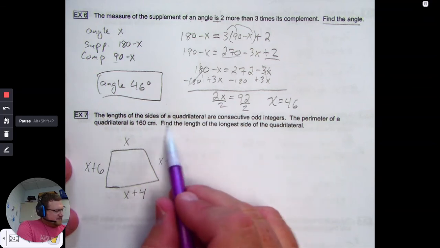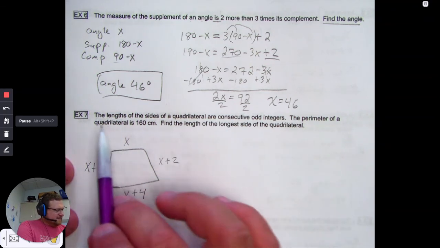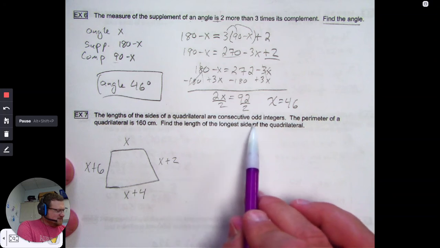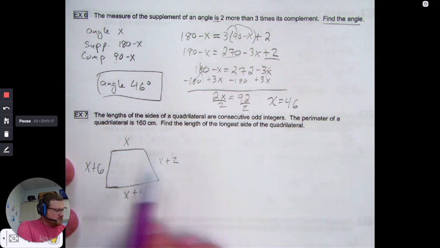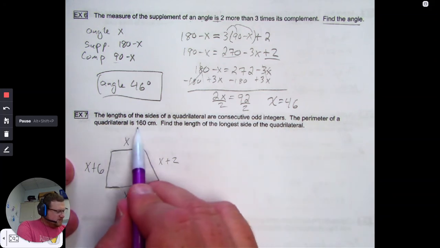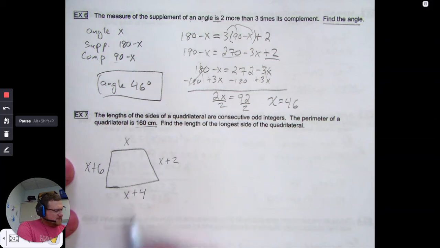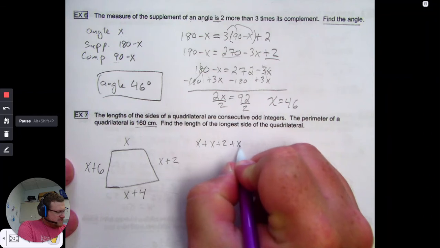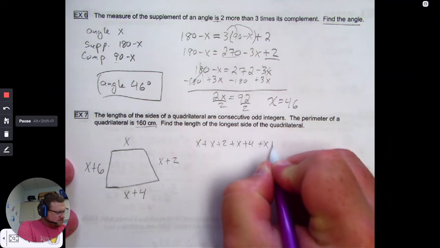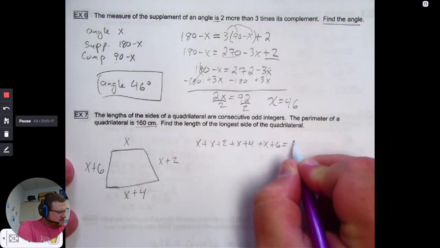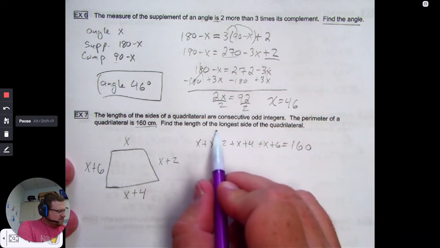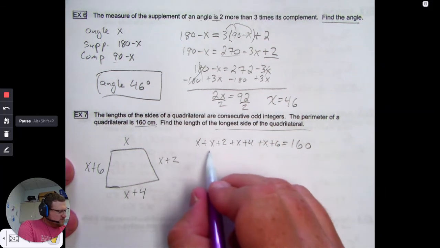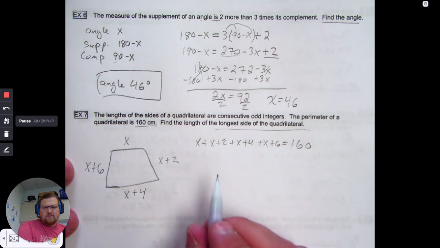So it says the lengths of the sides of a quadrilateral are consecutive odd integers, so we have that drawn out. The perimeter of the quadrilateral is 160. So that means x plus x plus 2 plus x plus 4 plus x plus 6 equals 160. We're looking for the longest side, so we need to solve for x to find the longest side.